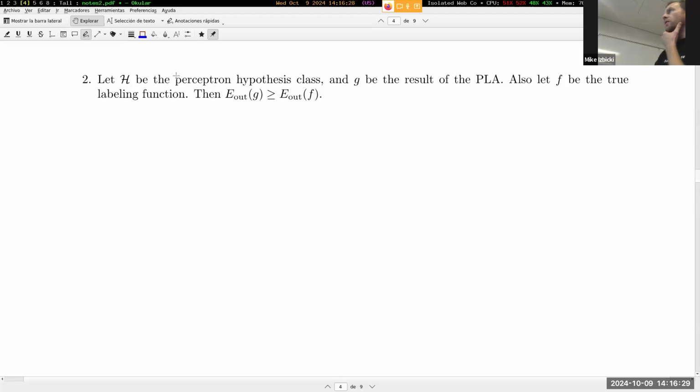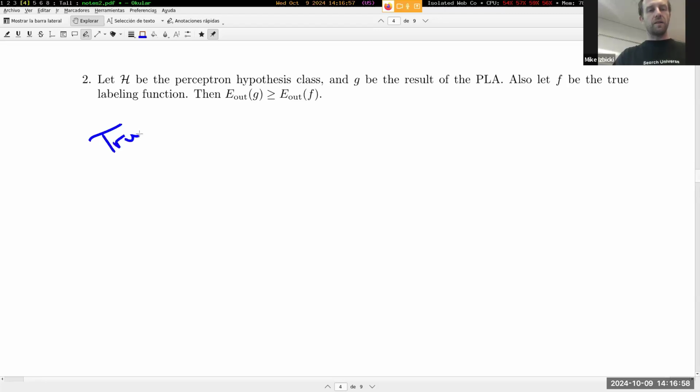Yeah, so I'm going to go through these a little bit quickly, not stopping for questions here because we don't have too much time left, and I want to make sure we do a handful of these problems. If you do have questions about any of these, happy to chat about that after class. Okay, number 2 here, let's do that one. So this is saying H here being the perceptron hypothesis class, g the result of the PLA, and then f being the true labeling function, E out of g greater than or equal to E out of f.